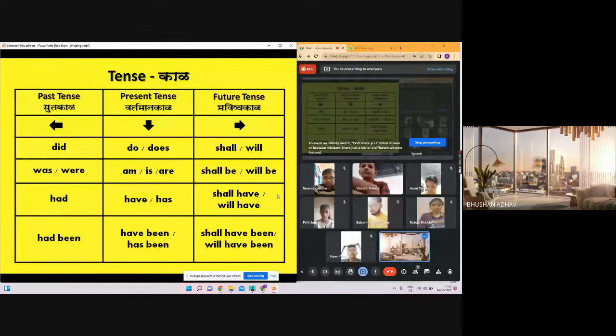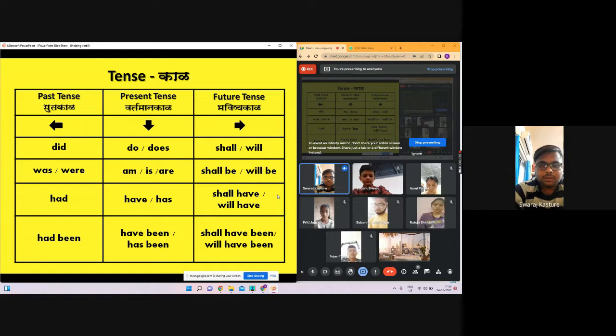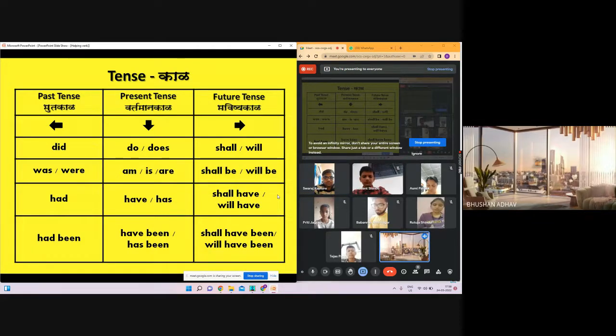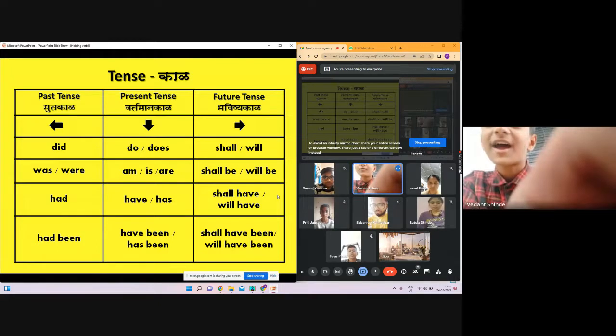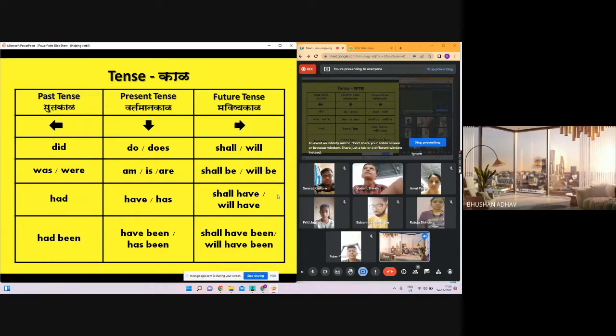Yes, Swaraj sir, for past, would you tell me the five words? Yes, sir. Did, was, were, had been. Correct. Did, was, were, had been. This is about past. Vedant, would you please tell me about present, the nine words? Do, does, am, is, are, have been, has been. Absolutely right. Do, does, am, is, are, have, has, have been, has been is for the present.